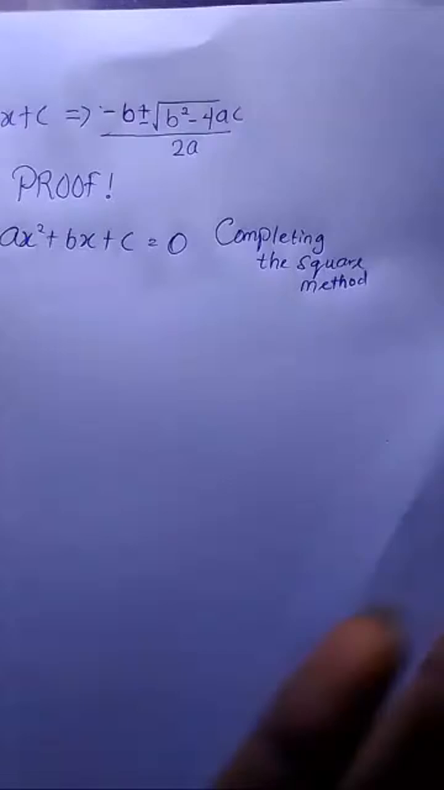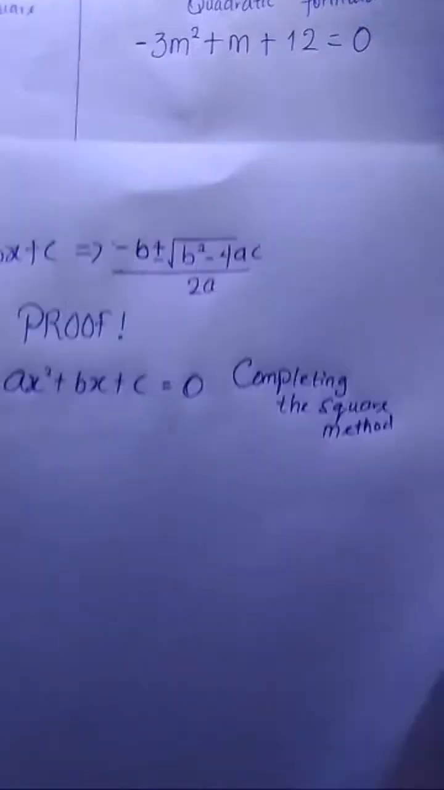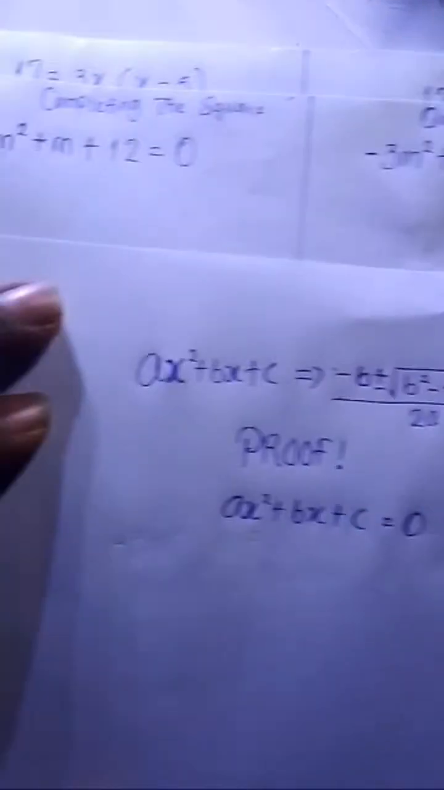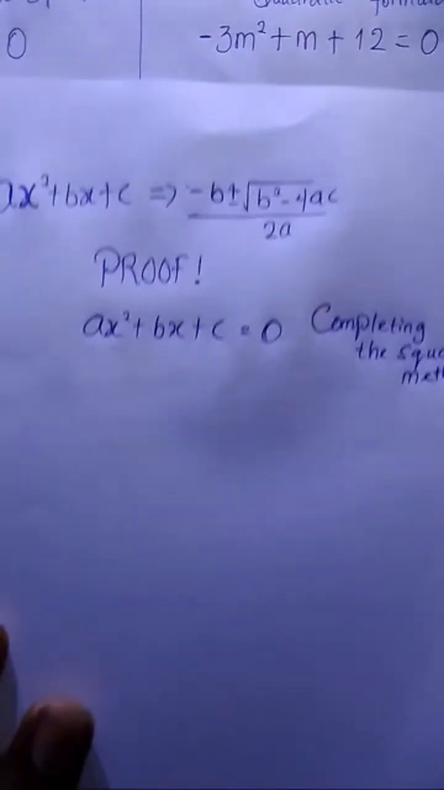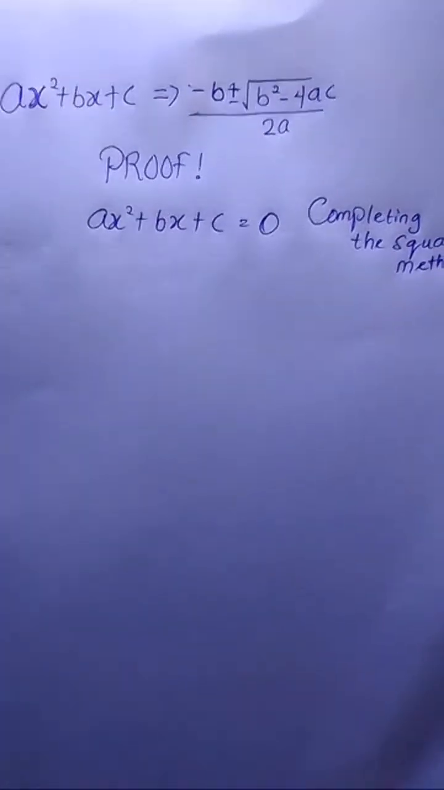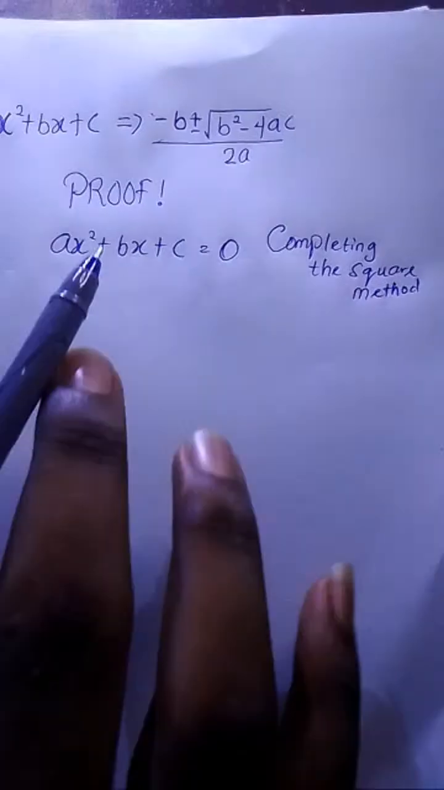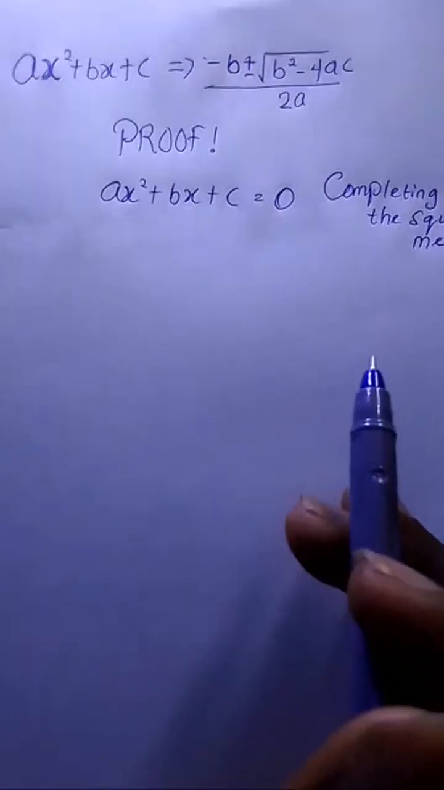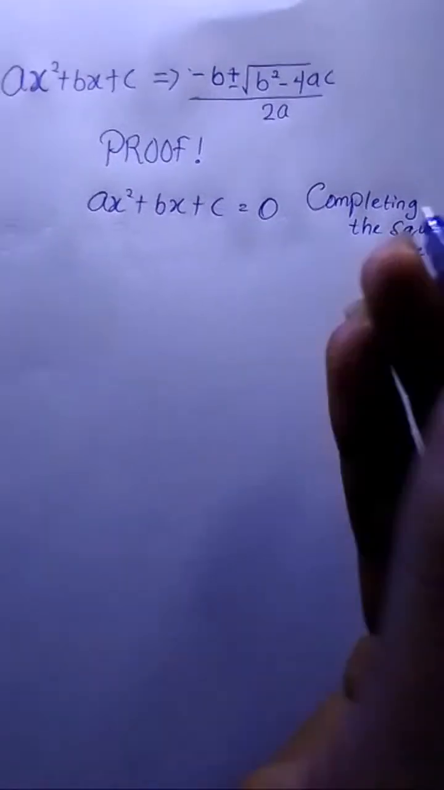And after deriving our formula, we're going to work out other questions using the quadratic formula and the completing the square method, right? We're going to work out other questions on it. So let's go into that. What's the first thing to do? You have ax squared plus bx plus c equals 0. We're going to look at it step by step, so make sure you listen well.